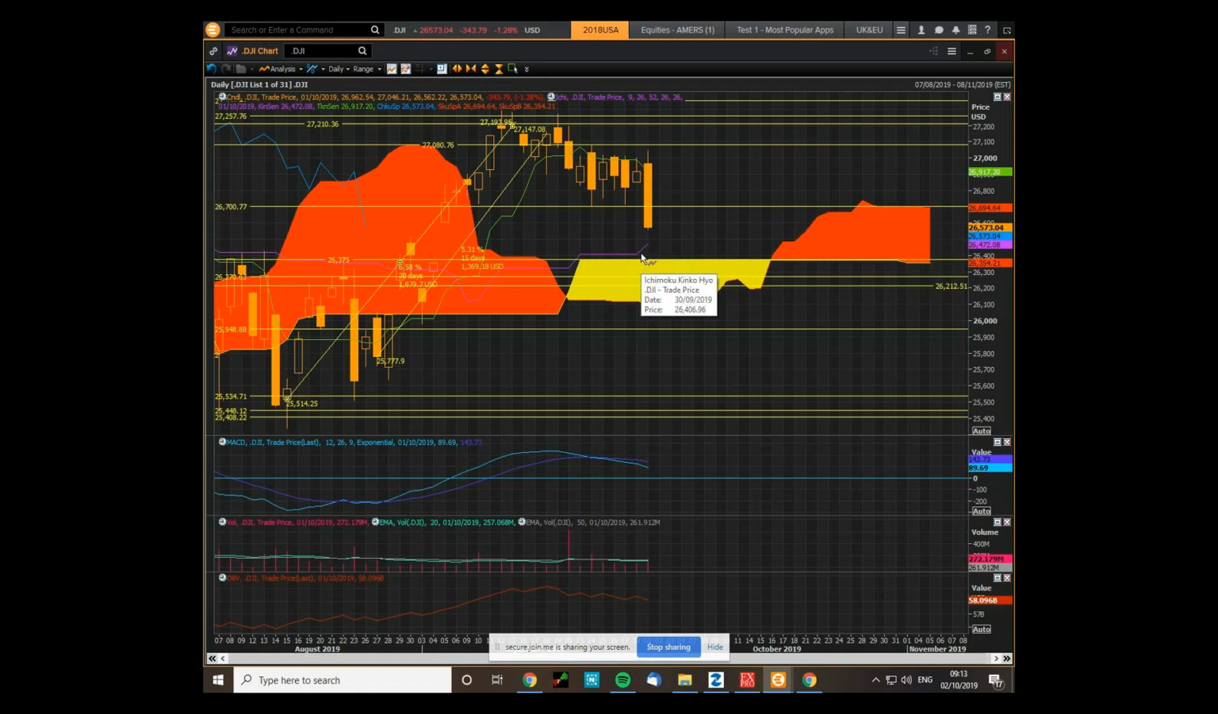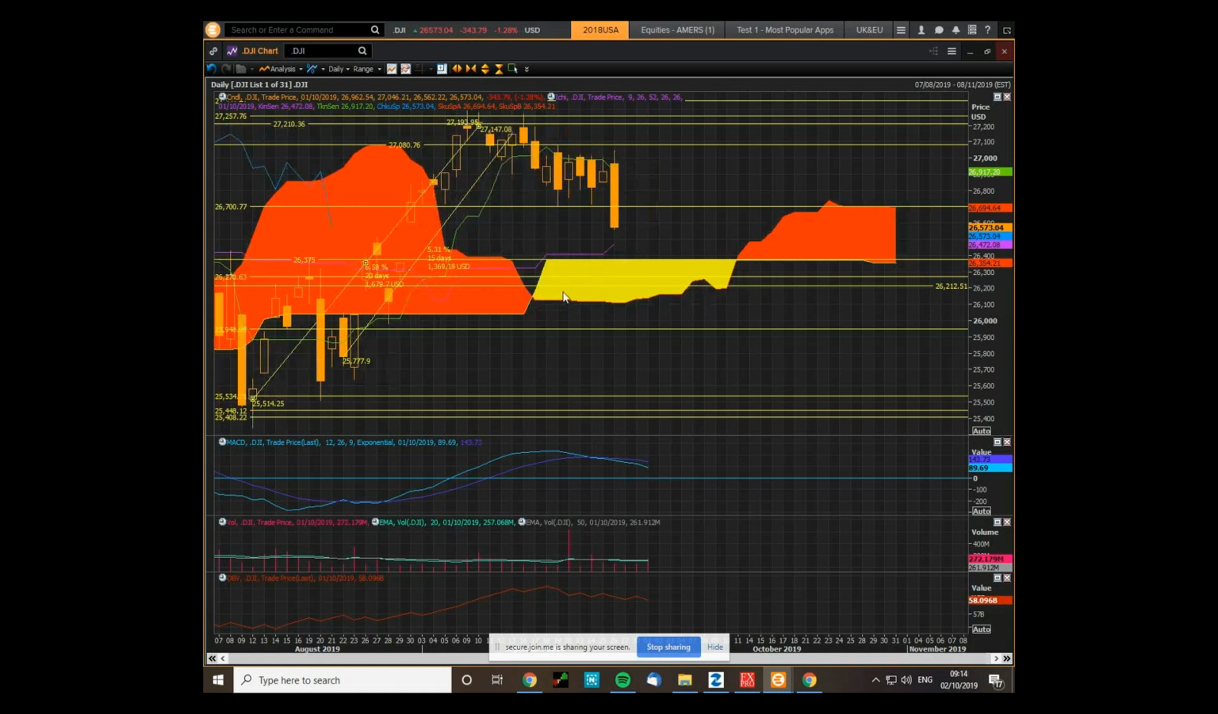But so far, if we have a week or two of weakness, we could see potential support come in and around this cloud level here at 26.375. So that's the level I'm watching out for currently. We've had a MACD sell signal up here.